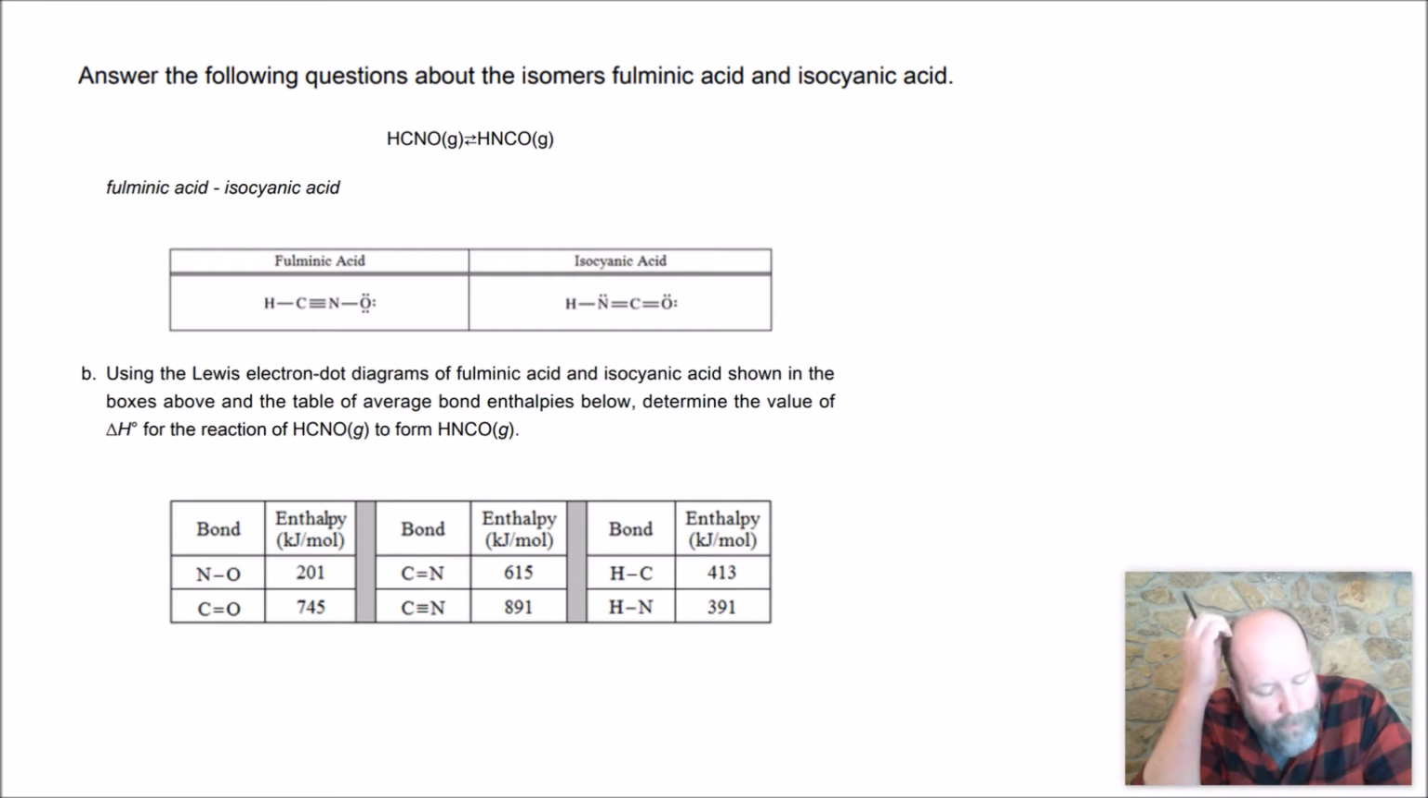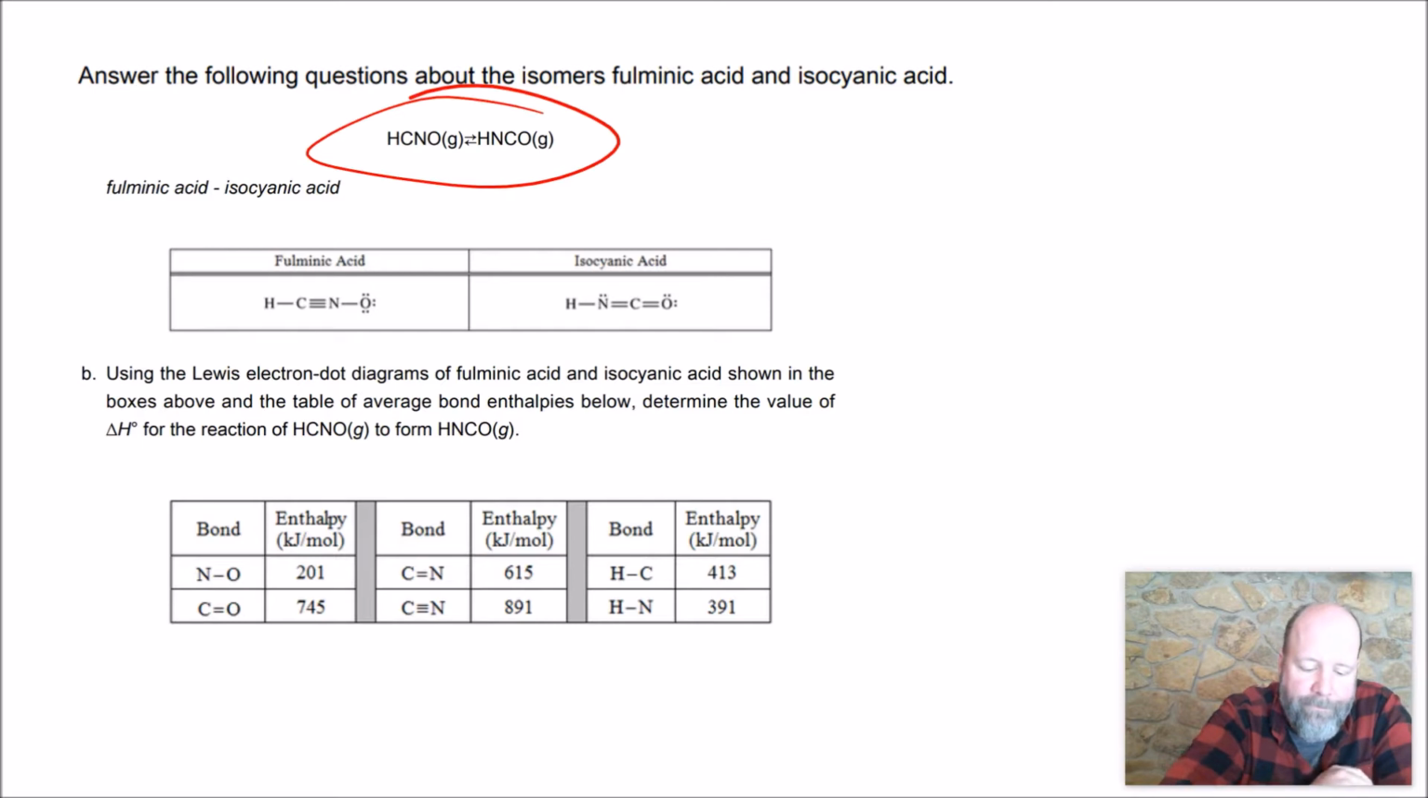Part B, we're using these diagrams, and we need to find the total enthalpy of this reaction. So here's my reaction. I'm turning this guy into this guy. And so I'm going to break every one of these bonds. All 3 of those get broken, and I'm going to form all 3 of these because I am just swapping the places of the nitrogen and the carbon.